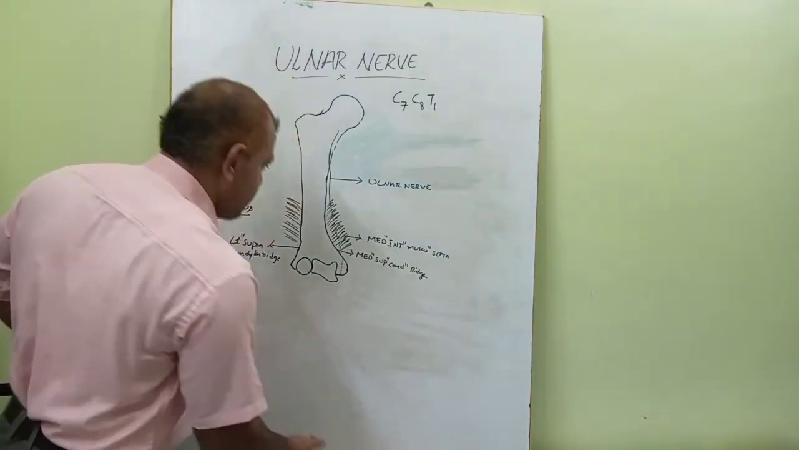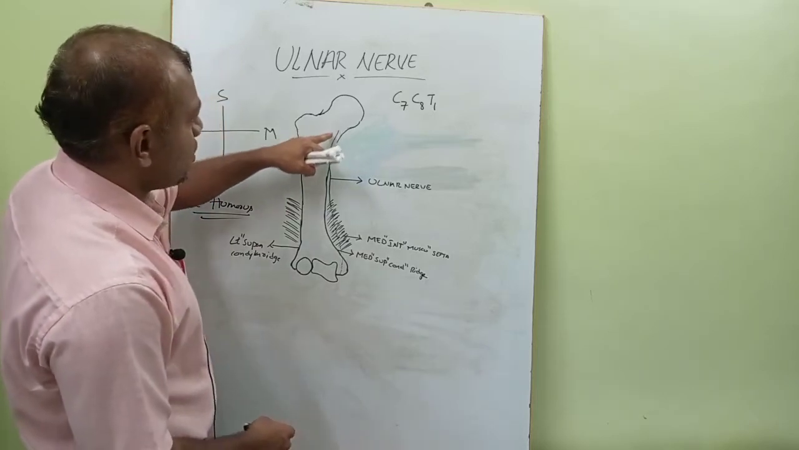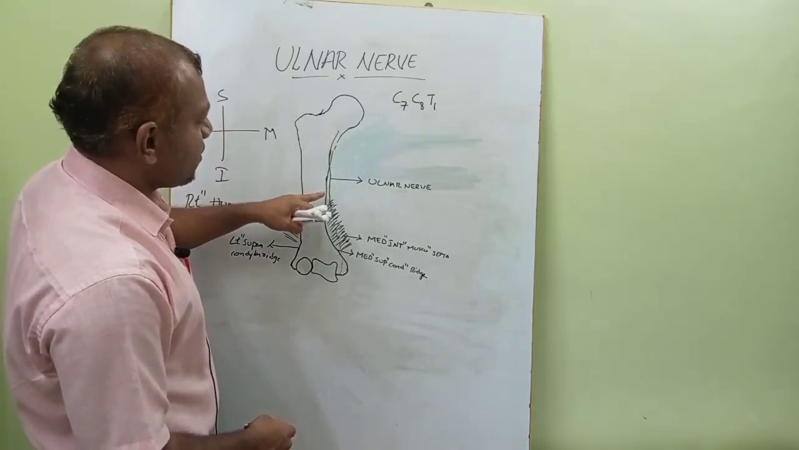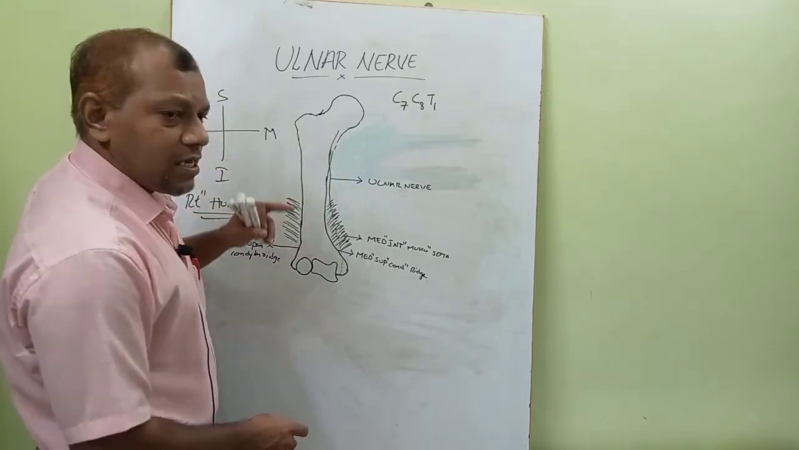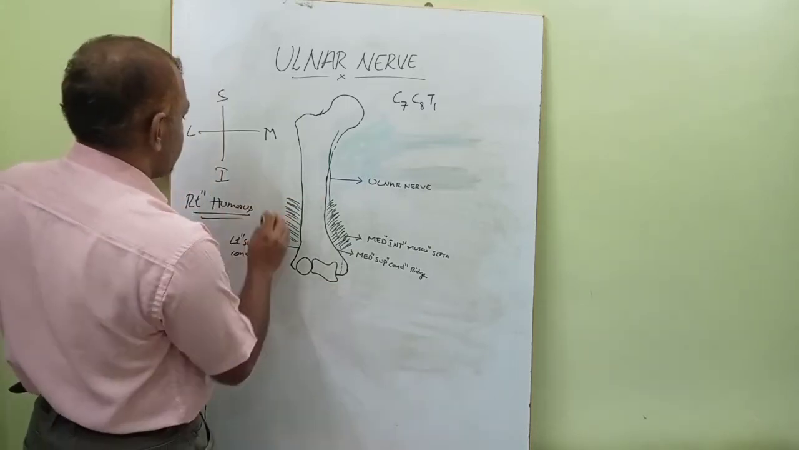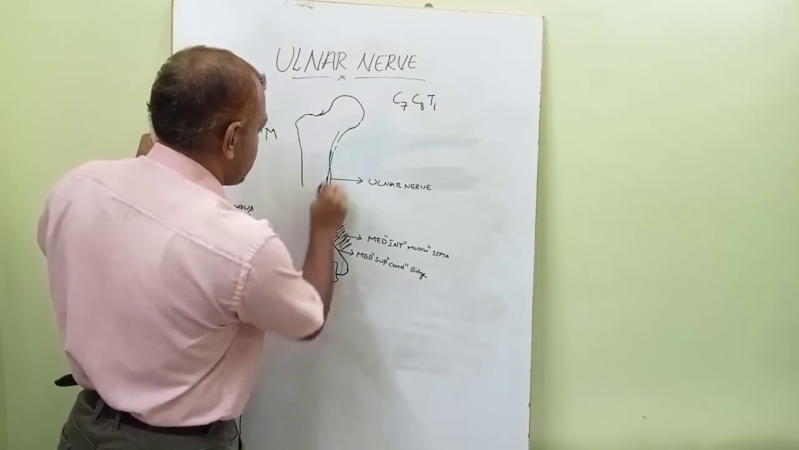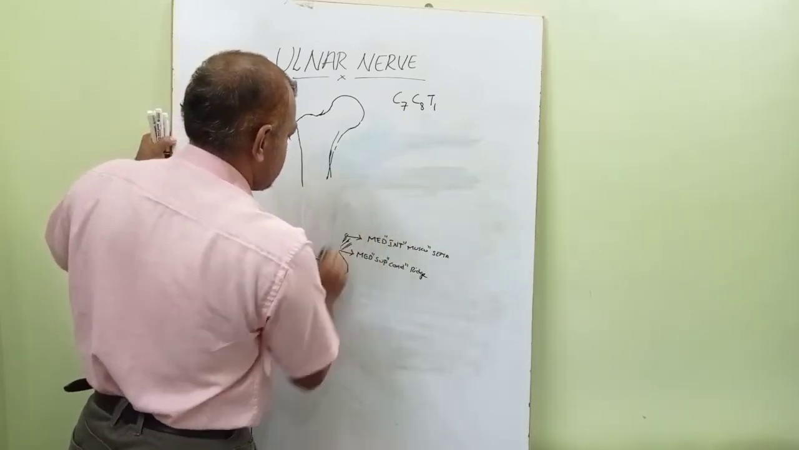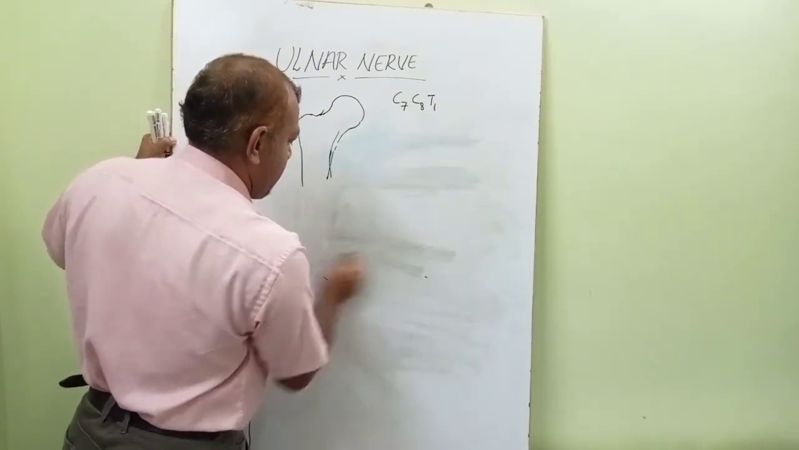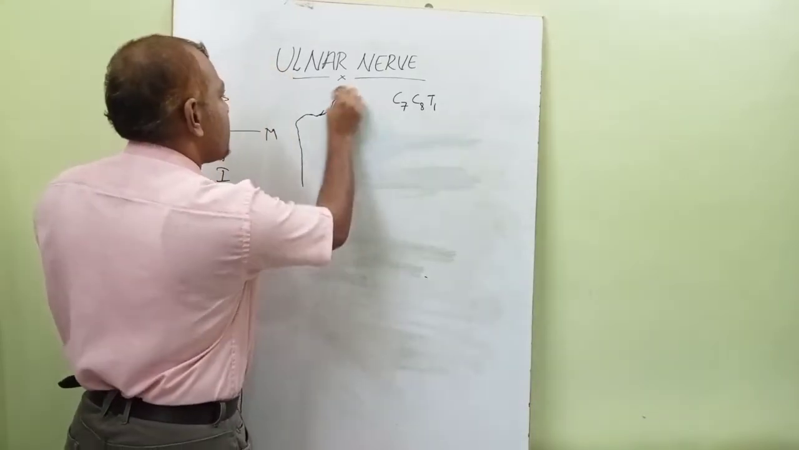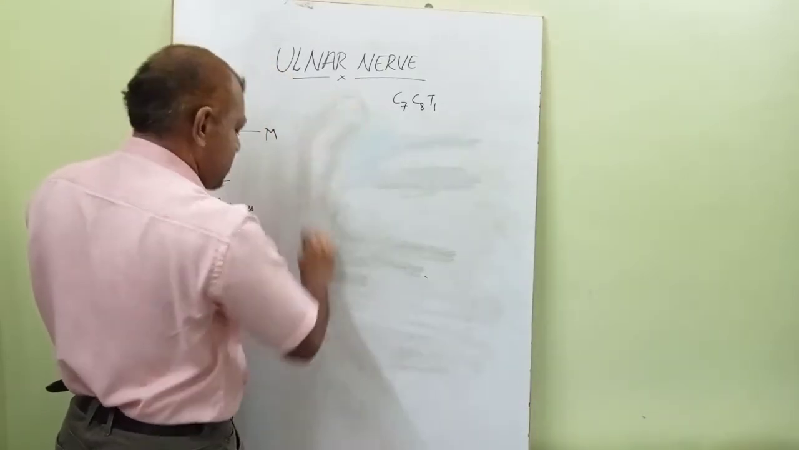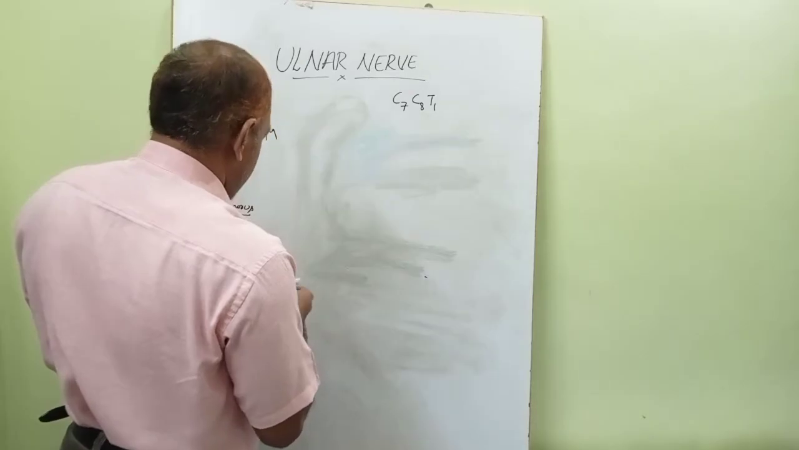So that is about the origin, course of the ulnar nerve and branches of the ulnar nerve in the arm. Let me show you how it is going to happen in the forearm. So I am going to rub it off. Then what is going to happen in the forearm is this ulnar nerve.